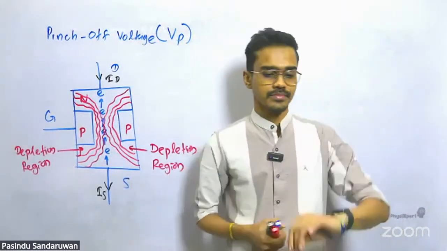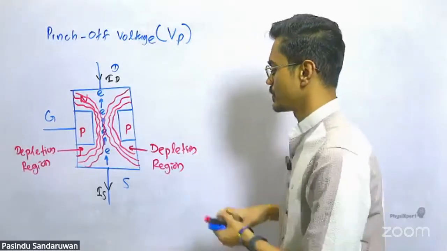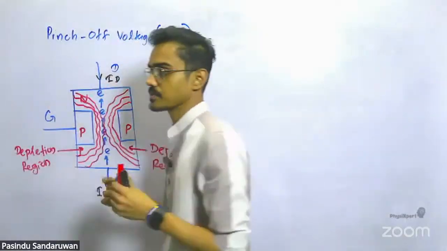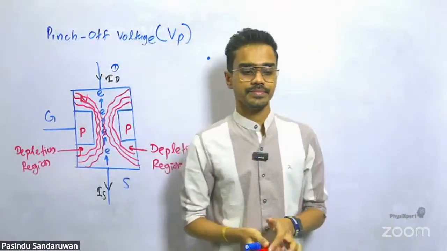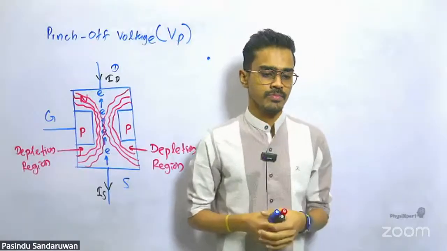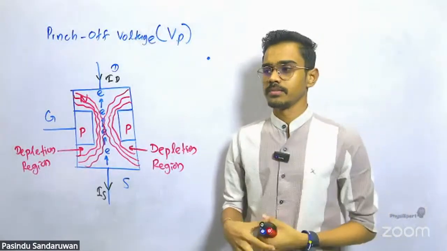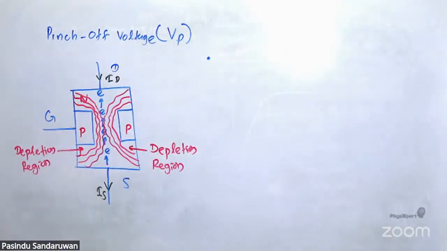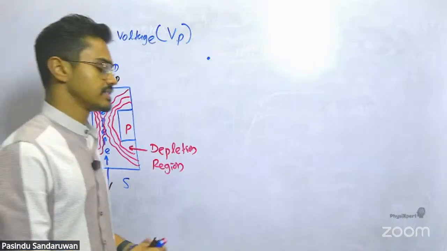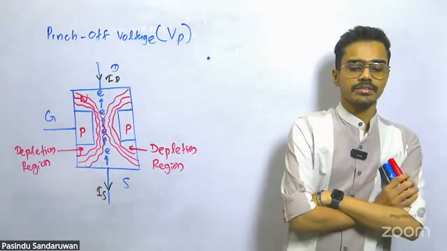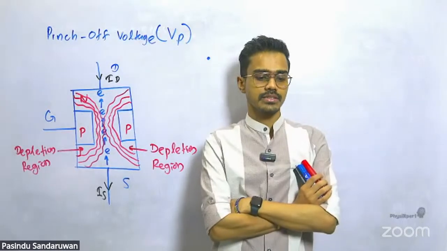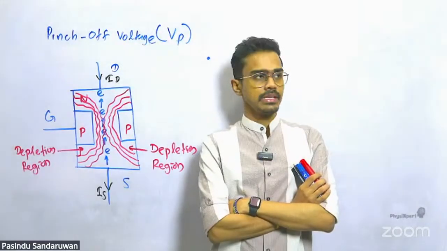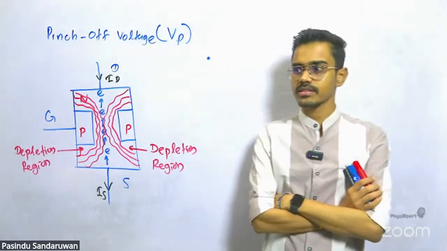Okay, finish. Write down in point form. First point: PN junction of any JFET is always reverse biased.